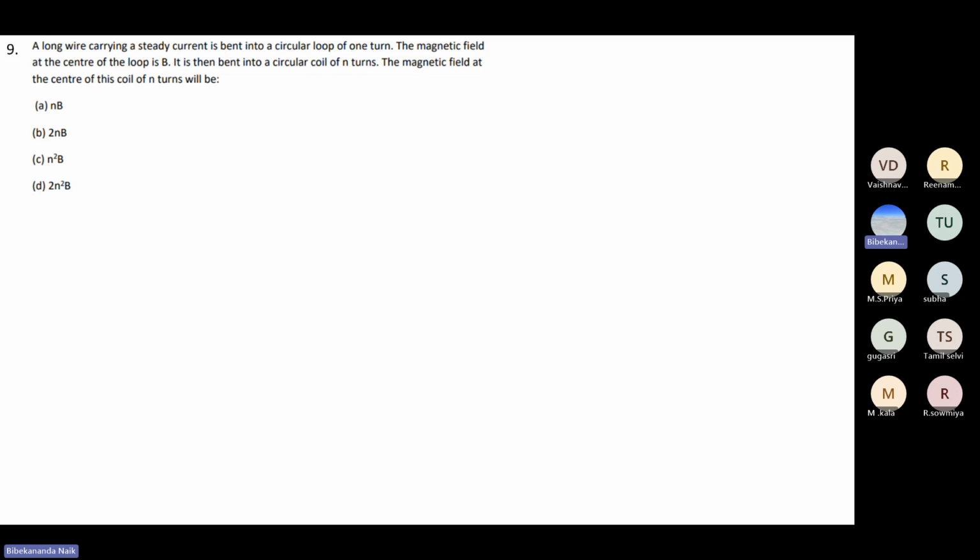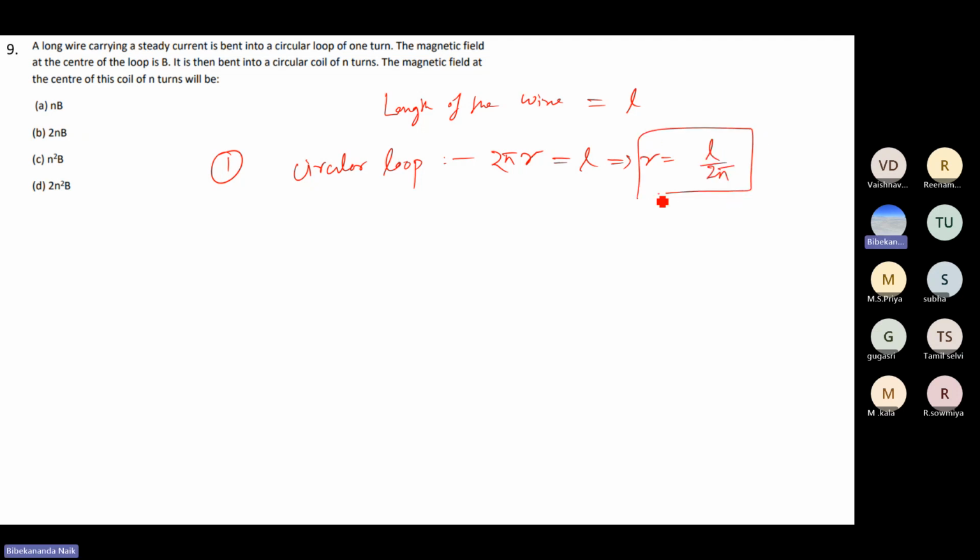So a long wire is carrying a steady current and it is bent into a circular loop. Suppose the length of the wire is L. In the first case, it was converted into a circular loop. Circular loop means the circumference will be the total length, that is 2 pi r is L. So the radius of the circular loop will be L by 2 pi. It is the first case.